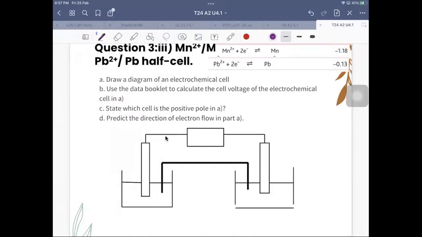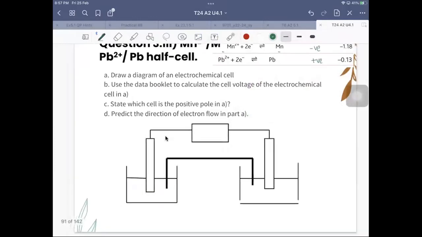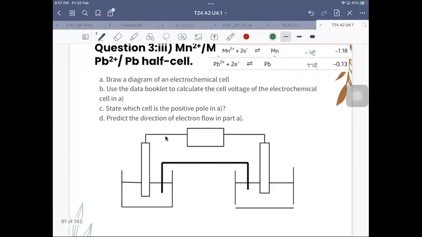our positive terminal, and the more negative will become our negative terminal. Okay, so we start with maybe lead. All right, again, as I said, it doesn't matter where you put the positive terminal and the negative terminal.